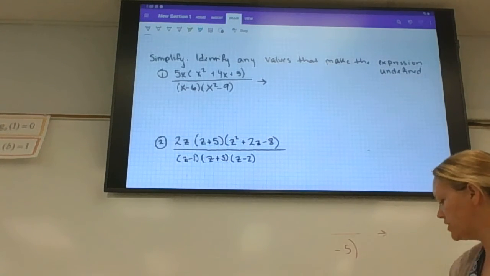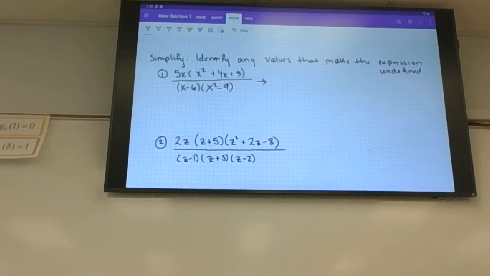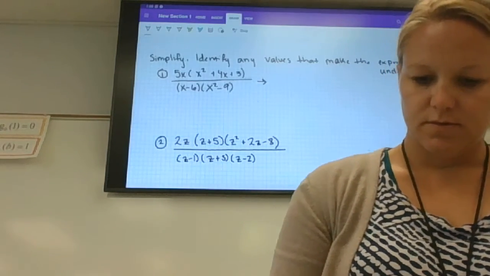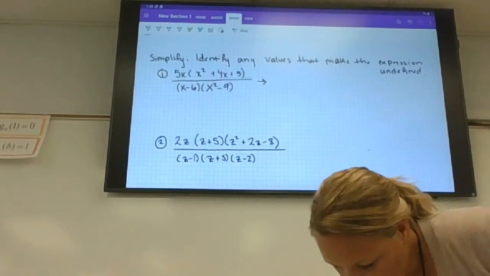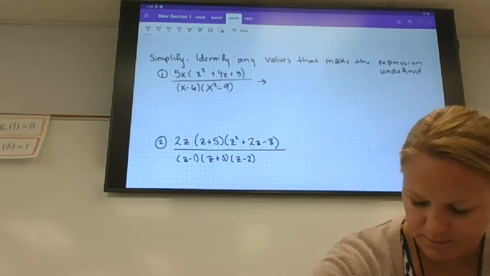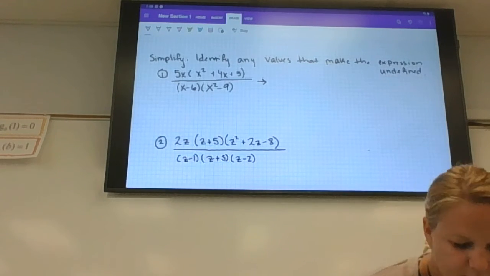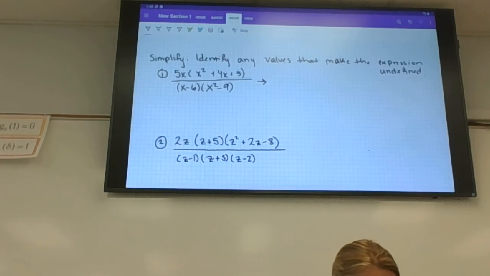All right, so your directions will read: simplify. Identify any values that make the expression undefined. So I'm going to give you time to write it. And then I'm going to factor this quadratic.